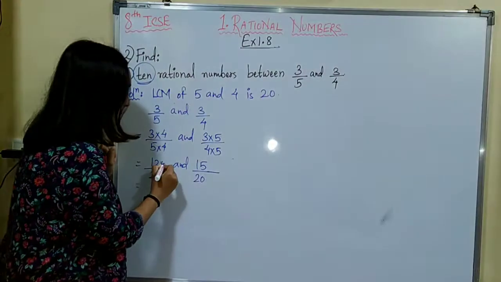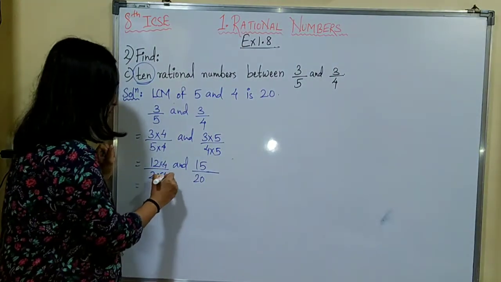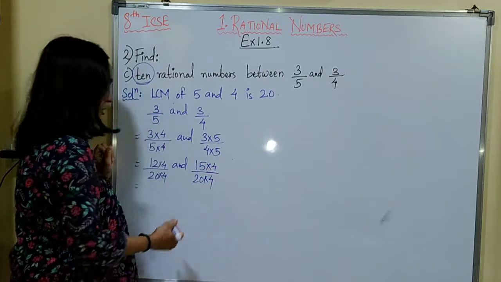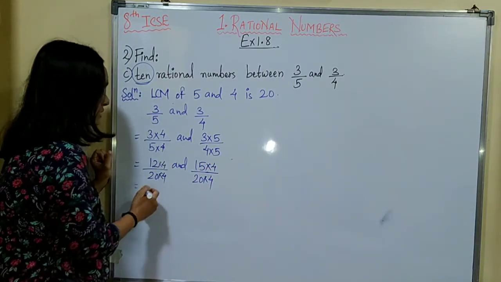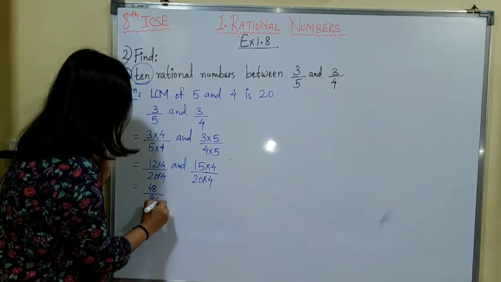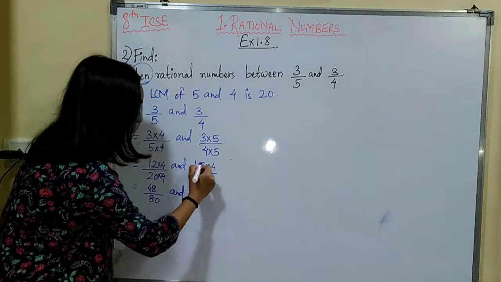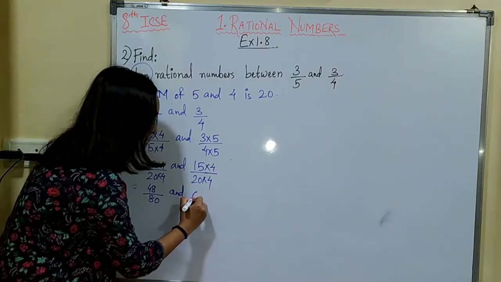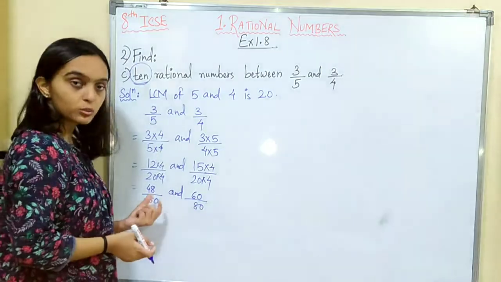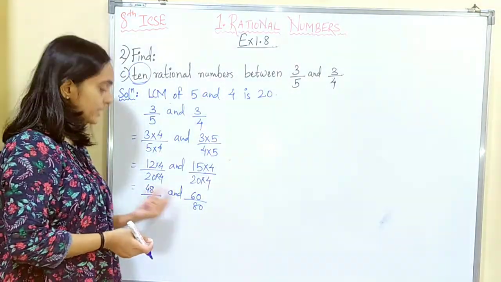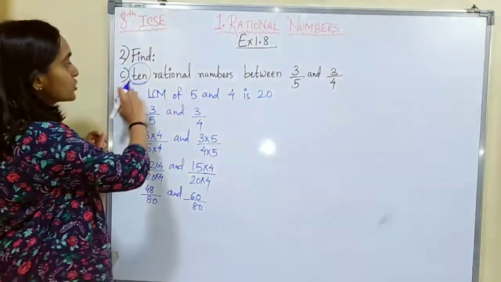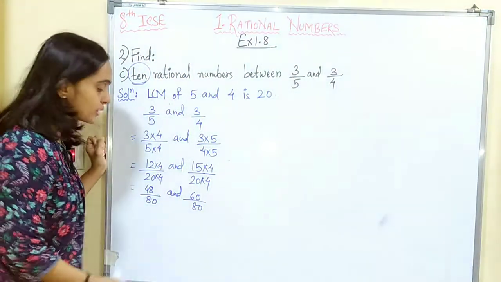So I will multiply here by 4 in the numerator and denominator, and for this rational number again by 4, to get 12 fours are 48 upon 20 fours are 80, and 15 fours are 60 upon 80. Now you can clearly say that between 48 and 60 there are many numbers. So you have to just write 10 rational numbers between them.